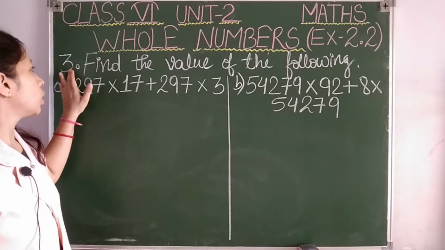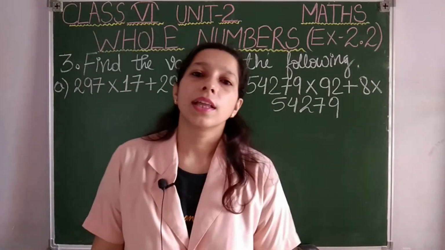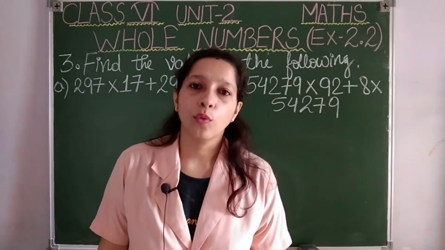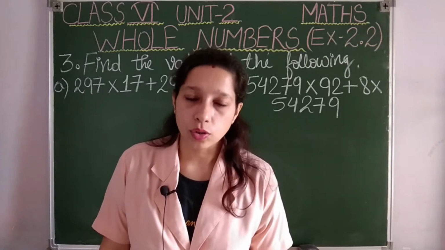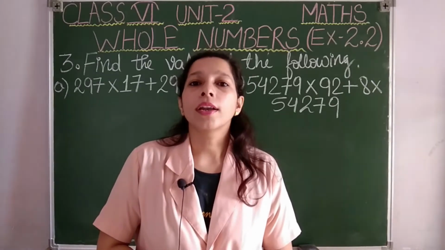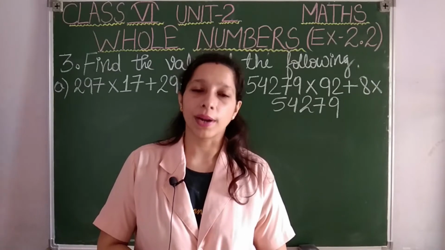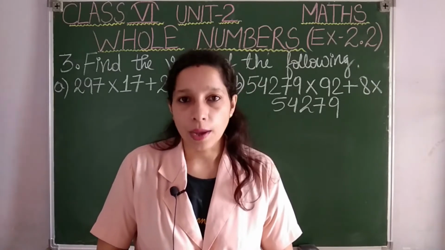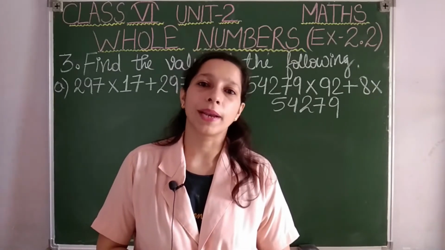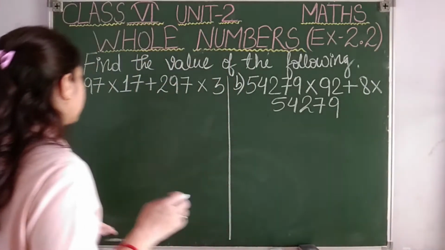So students, question number 3: find the value of the following. In the last two questions, question 1 and 2, we used the commutativity and associativity properties of whole numbers for addition and multiplication. Now in questions 3 and 4, we will be using the distributivity property of multiplication over addition and subtraction. I explained this property in the introduction video, but once again we will be revising it.